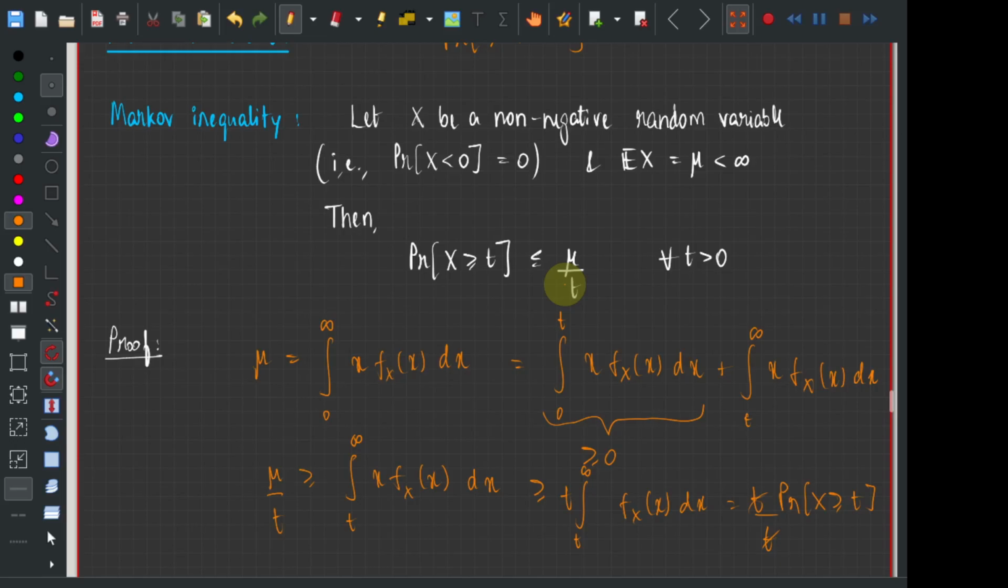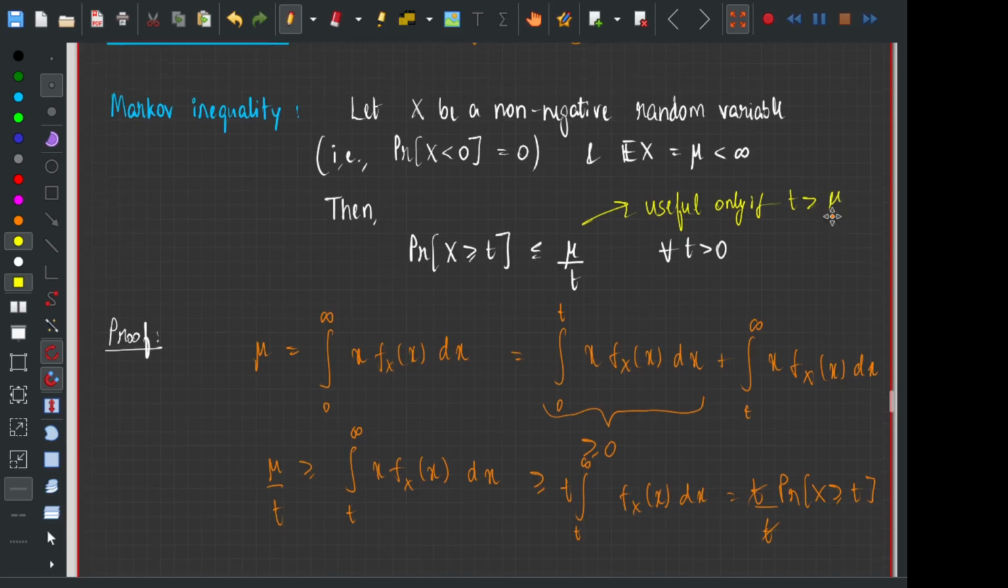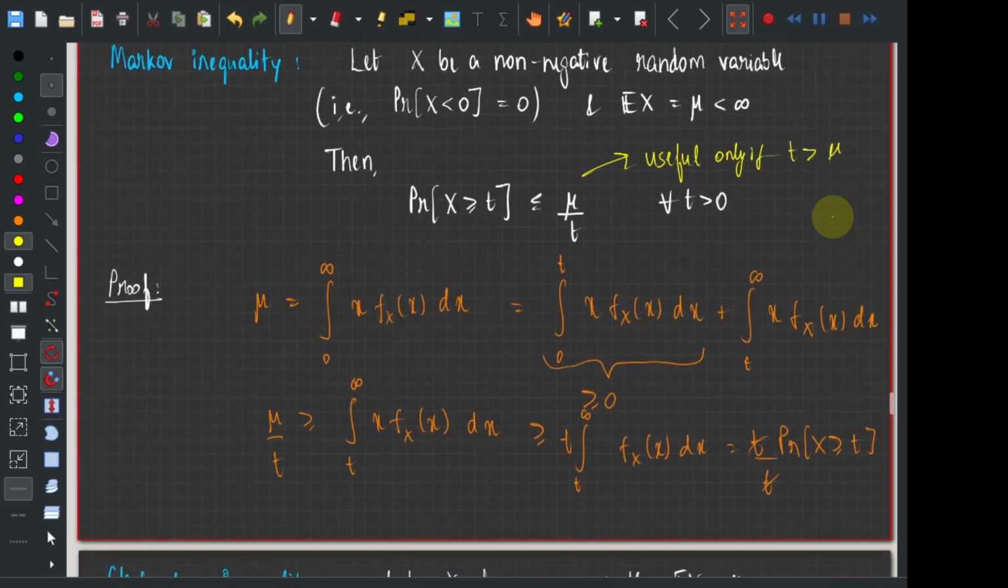Right? So when is this bound useful? Only if t is strictly greater than mu. Even if it's equal to mu, it's not helpful because I just get 1, which I know trivially. Correct? So that's another limitation of Markov's inequality. But in many cases where you know nothing about the random variable except its mean, this is sometimes very powerful.